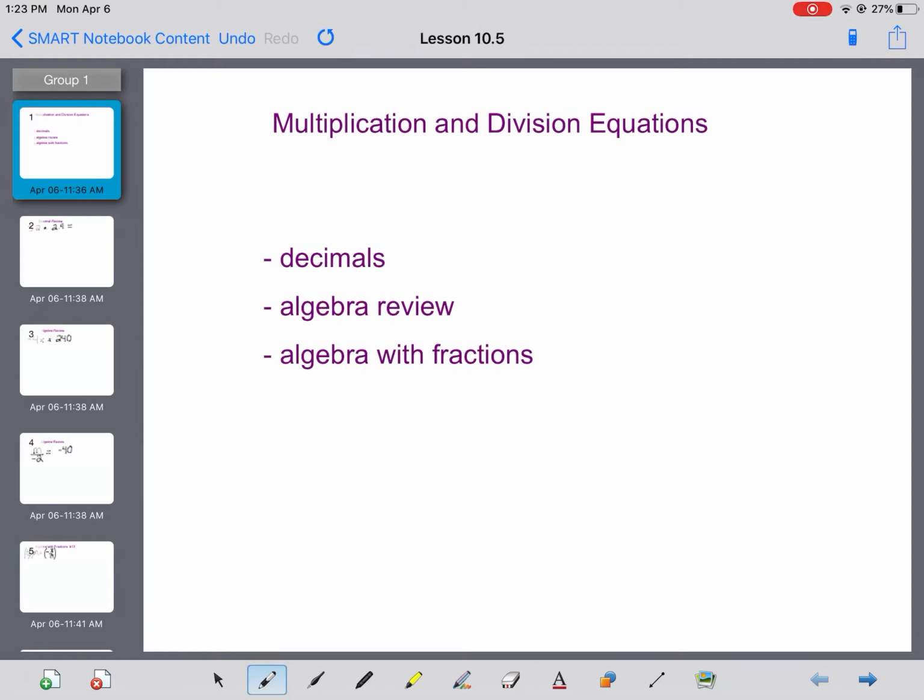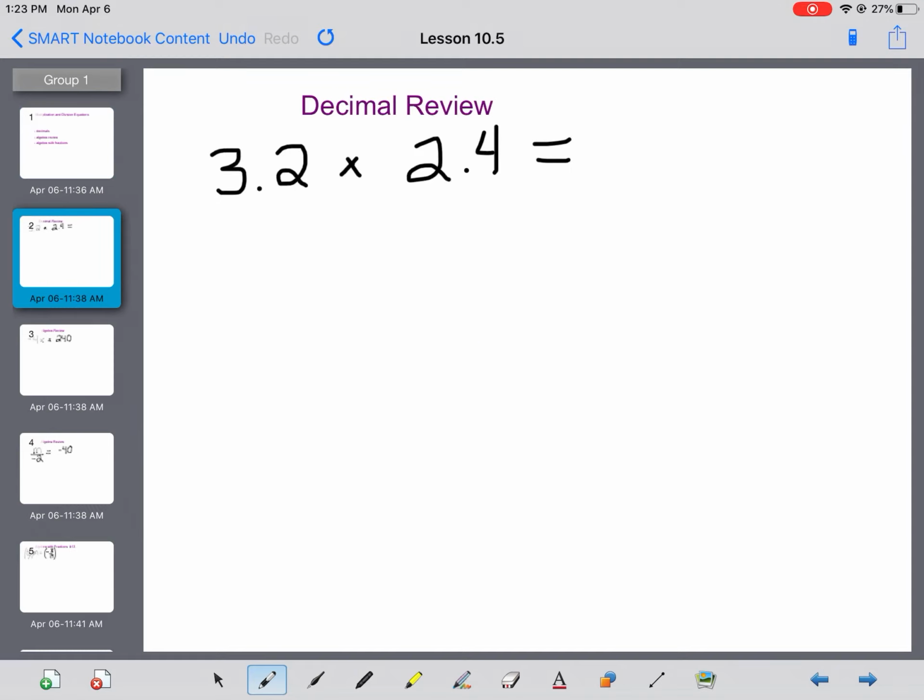Morning, grade 7. Today we're working with multiplication and division equations. I'm going to review decimals. Sorry, I realized in my lesson yesterday I said I was going to review decimals and I didn't, so I thought I'd just throw that into this lesson as a general review. Then I'll review algebra in general, working with multiplication and division, and then we'll get into algebra with fractions, which is the main focus of our lesson.